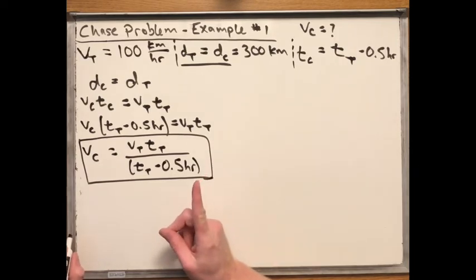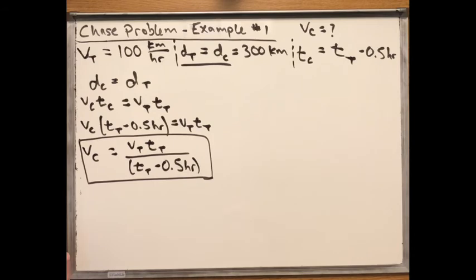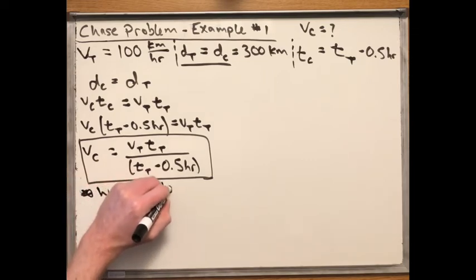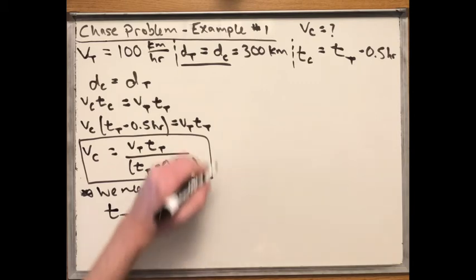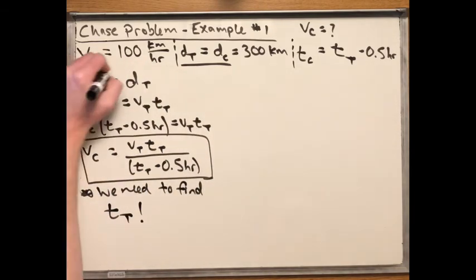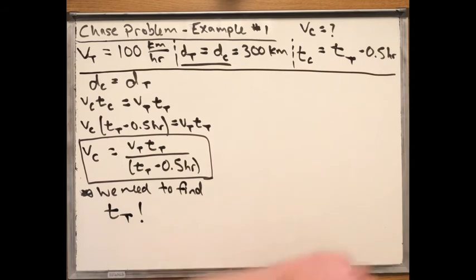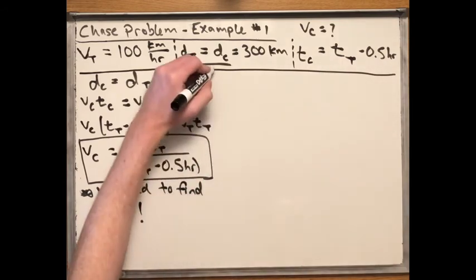But there's a problem. We know the velocity, the speed of the thieves, but we don't know the time it takes them yet. So what I'll write here is we need to find the time for the thieves. And the reason why I said a minute ago that this problem is actually easier than most other chase problem examples is because we actually have enough information to do that.